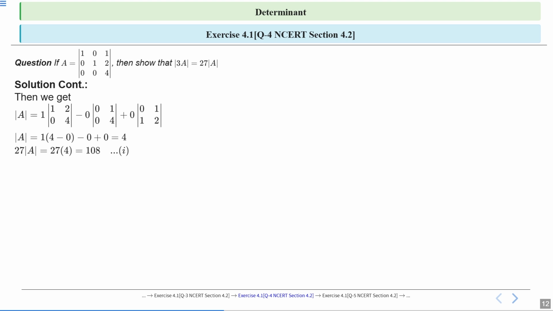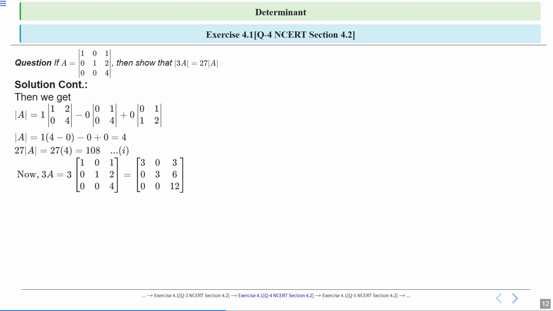So to calculate the RHS part, we just multiply 27 into A. We get 27 into 4, that is 108. That is your RHS part. Now we calculate the LHS part.